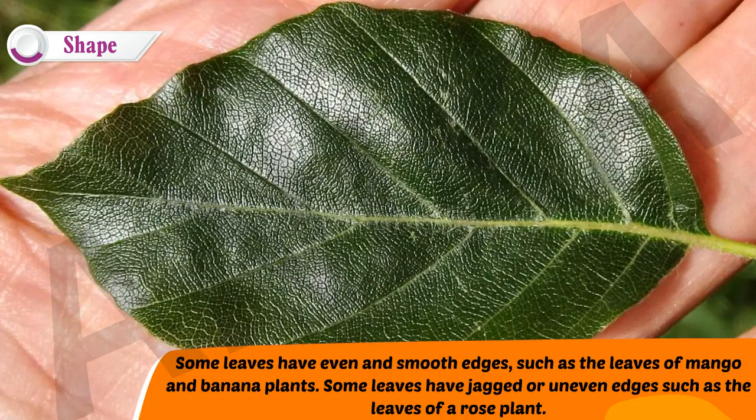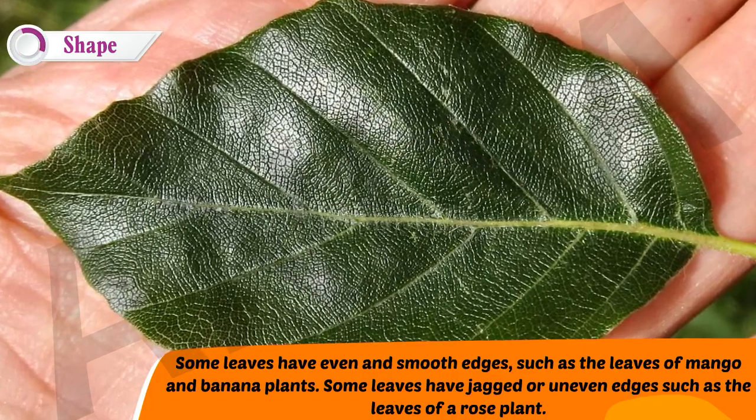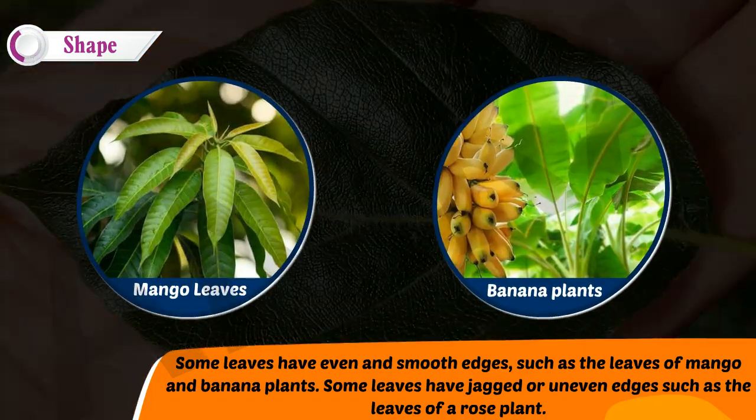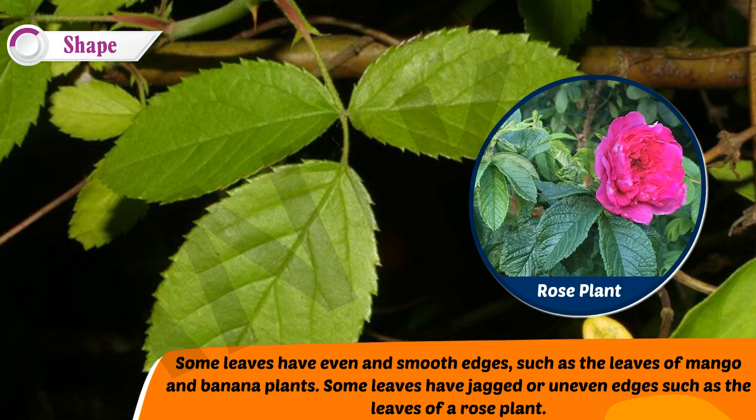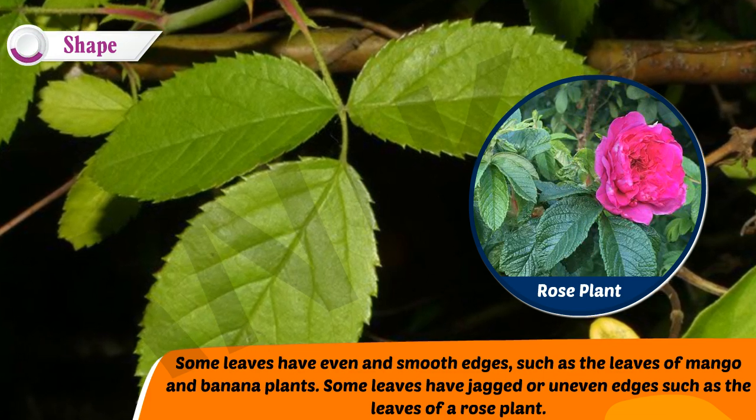Shape. Some leaves have even and smooth edges, such as the leaves of mango and banana plants. Some leaves have jagged or uneven edges, such as the leaves of a rose plant.